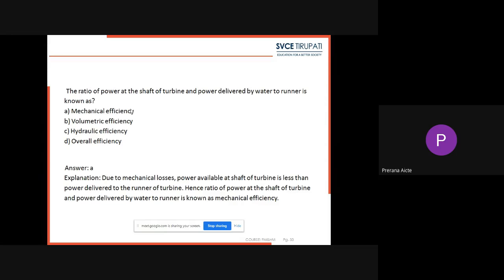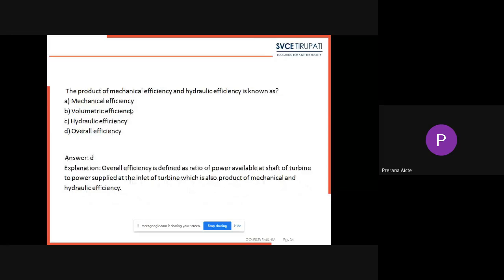Next question. The ratio of power at the shaft of turbine and power delivered by water to the runner is known as mechanical efficiency. So due to mechanical losses, the power available at the shaft of the turbine is less than the power delivered to the runner of the turbine. Hence, the ratio of power at the shaft of the turbine and power delivered by water to the runner is known as the mechanical efficiency. The product of mechanical efficiency and hydraulic efficiency is known as overall efficiency.